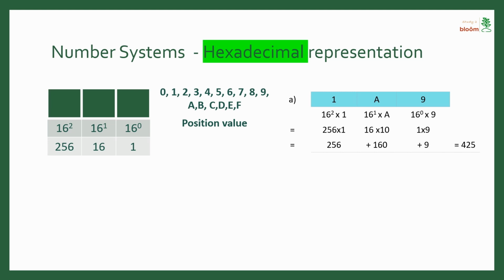We multiply 1 with the value here, 9, and then here the position value is 16, we multiply with A. The A represents 10. Here we have 1, 2, 3, 4, 5, 6, 7 up to 9. Then A means 10, B means 11, C means 12, D 13, E 14, F 15. Instead of A, if we had F, we put 15 here. Then here the position value is 16 to the power 2. It is multiplied with this value 1. So we get the decimal value of this hexadecimal value, that is 425.